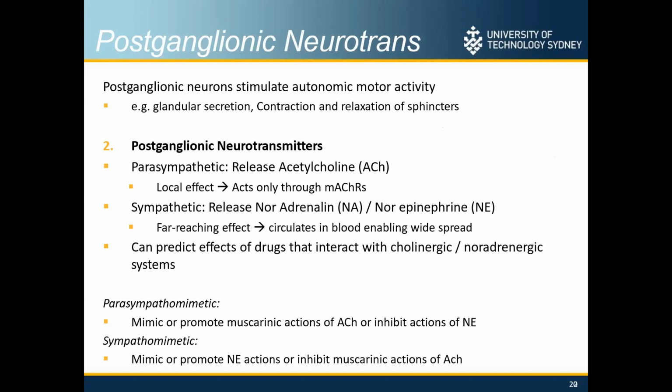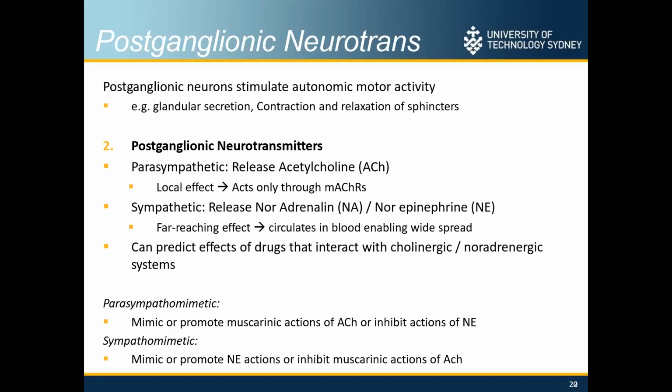The postganglionic neurons are responsible for stimulating autonomic motor activity, which is represented by glandular secretions and contraction and relaxation of sphincters. The neurotransmitters here vary from those of preganglionic neurons, where the parasympathetic arm releases acetylcholine, while the sympathetic neurons release noradrenaline or norepinephrine. The difference between the two is associated with their effect. One has a more local effect in the case of acetylcholine, while the other has more of a systemic effect in the case of noradrenaline or epinephrine.